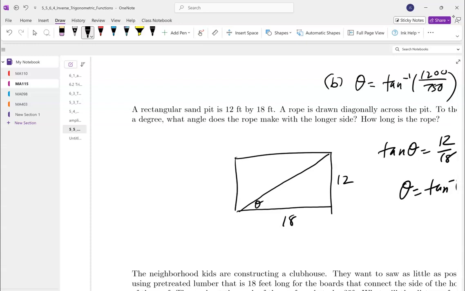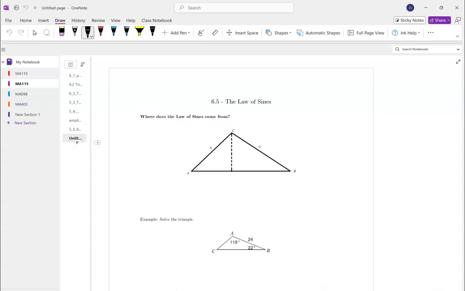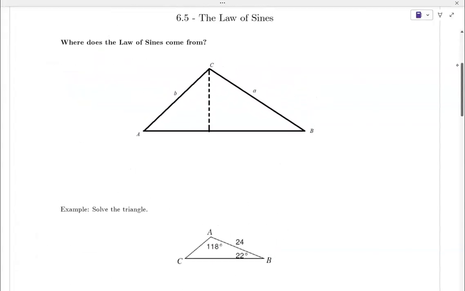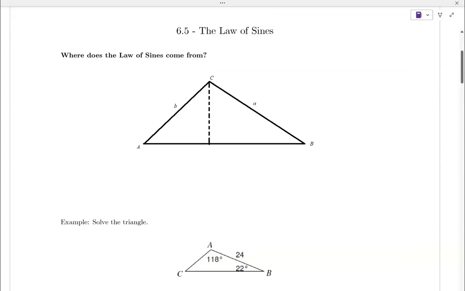Later on, we will need to use inverse trig functions to help us do more complicated trigonometric equations. We'll also do some inverse trig functions in this next section when we start talking about solving triangles using what's referred to as the law of sines. Notice in those previous two examples, and in that third example, if you go through that one yourself, you're going to use right triangles and all those things to help us figure things out.